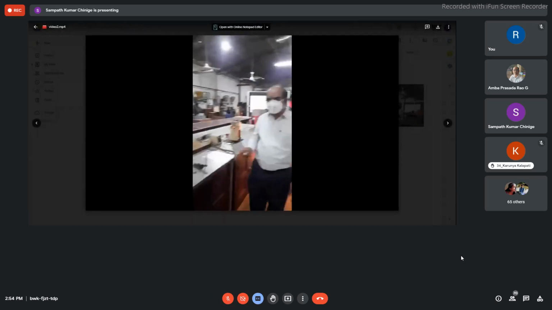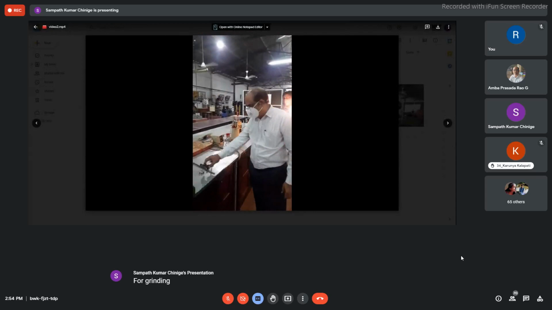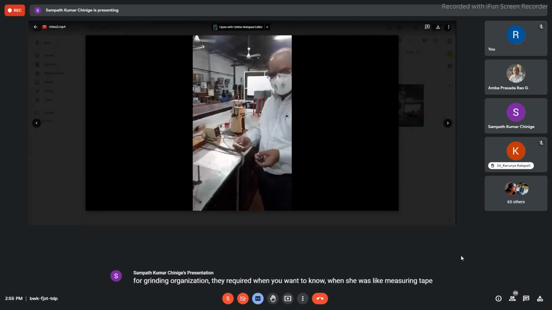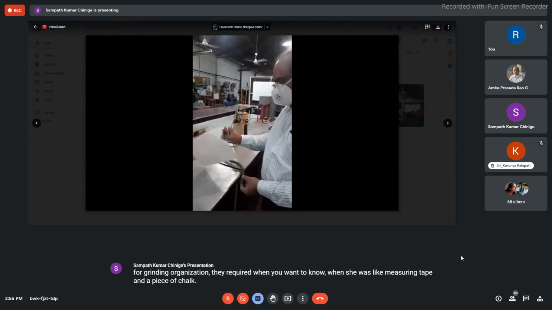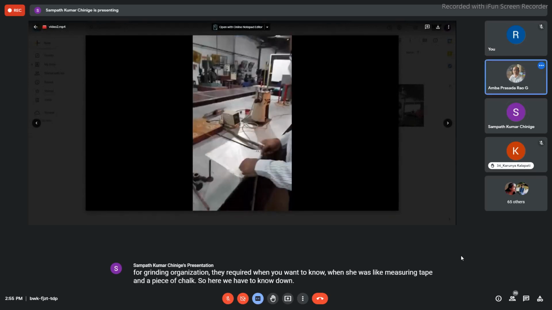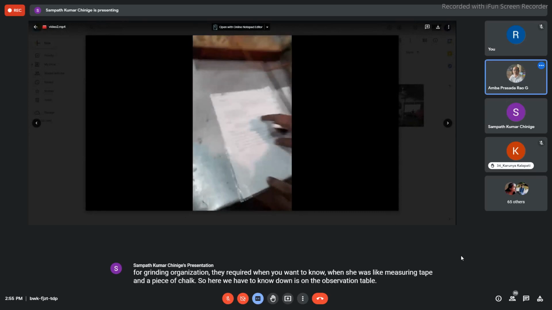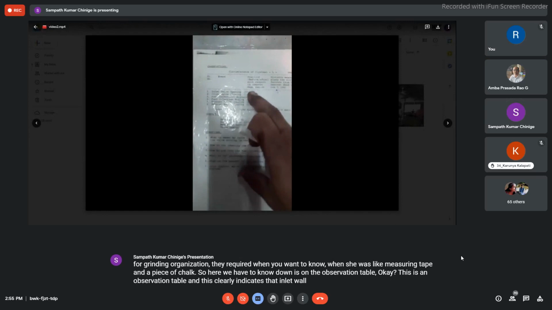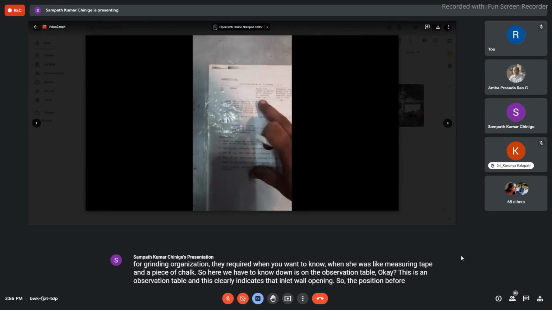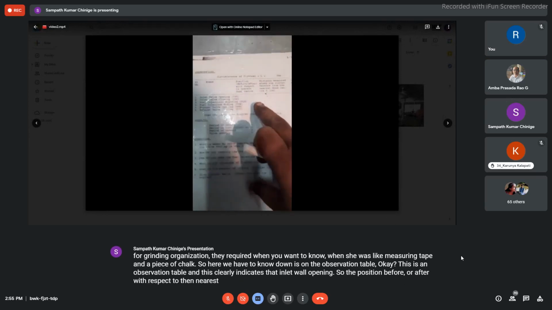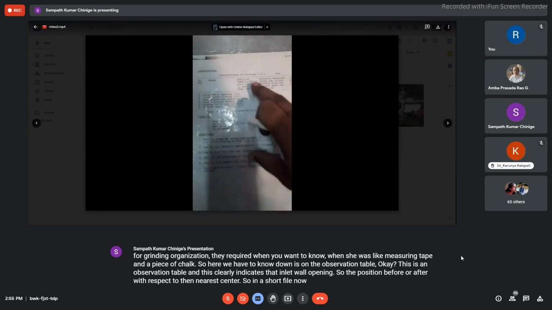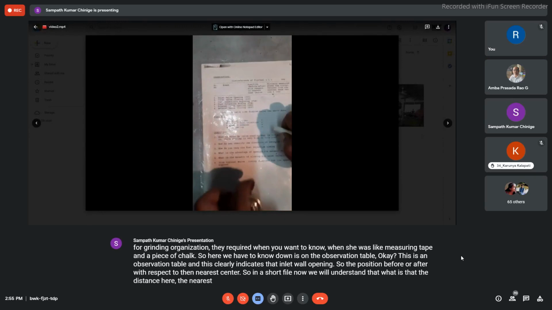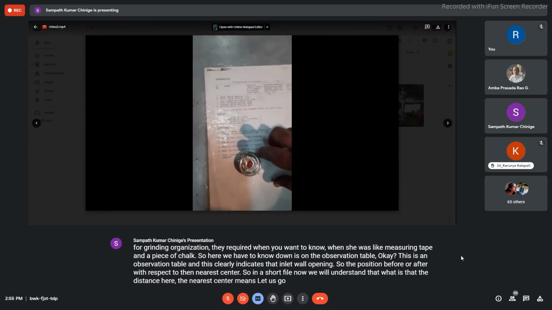For drawing the valve timing diagram, we require minimum instruments like a measuring tape and a piece of chalk. Where we have to note down is on the observation table. Okay, this is an observation table, and this clearly indicates the inlet valve opening position, before or after, with respect to the nearest dead center. In a short while we will understand what the distance from the nearest dead center means. Let us go to the engine and see how we perform the test.